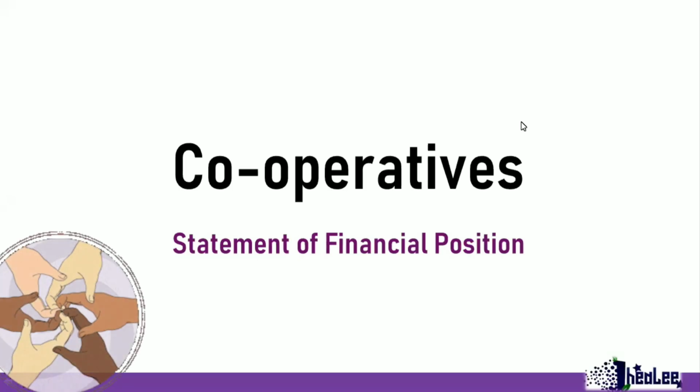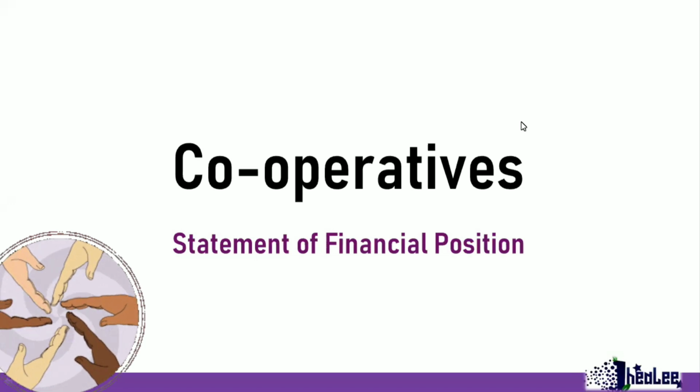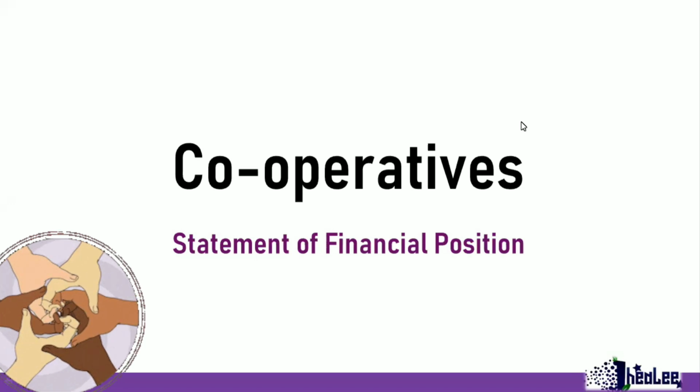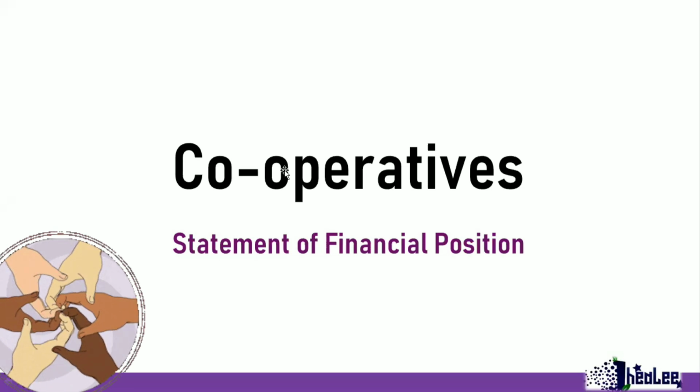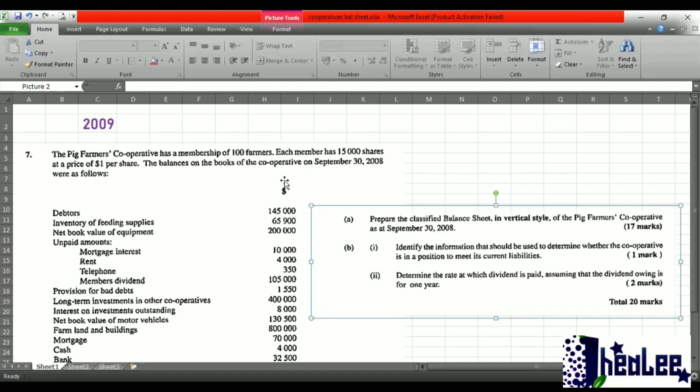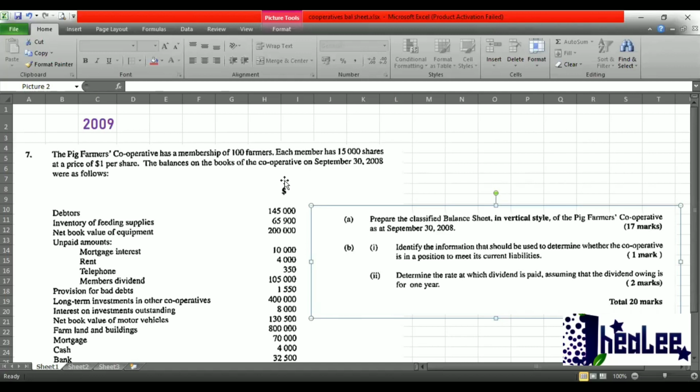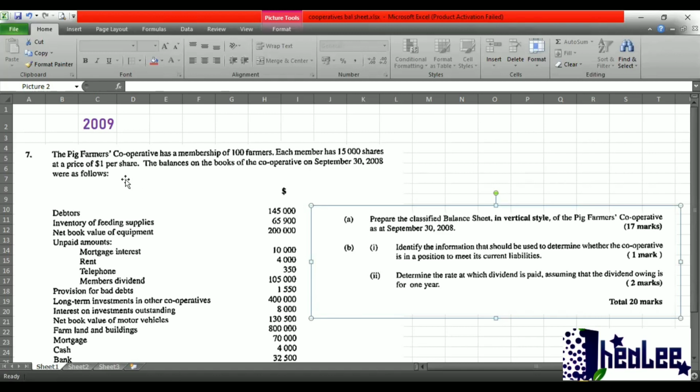Today, we're looking at the statement of financial position for a cooperatives business. And yes, that is the balance sheet for the cooperatives business, right? So the question that I'll be using is 2009, question 7. So that is CSEC 2009. That's a May paper. The question read, don't forget to read your question.